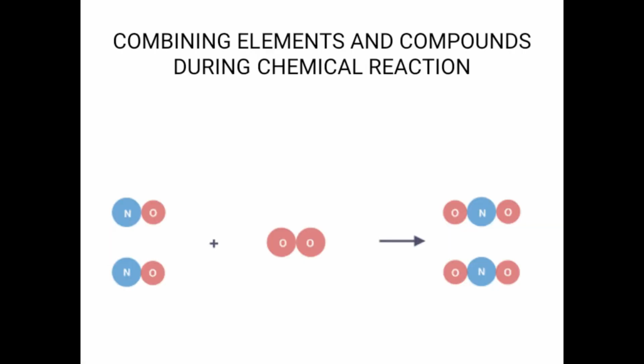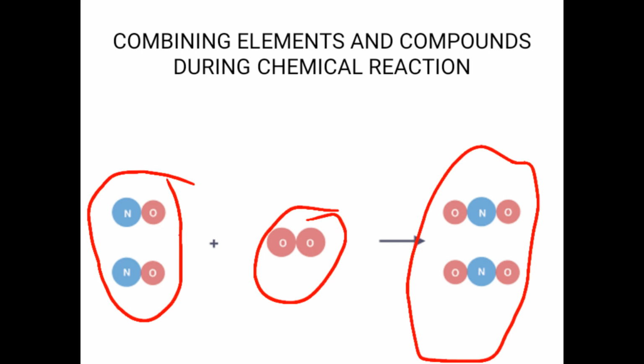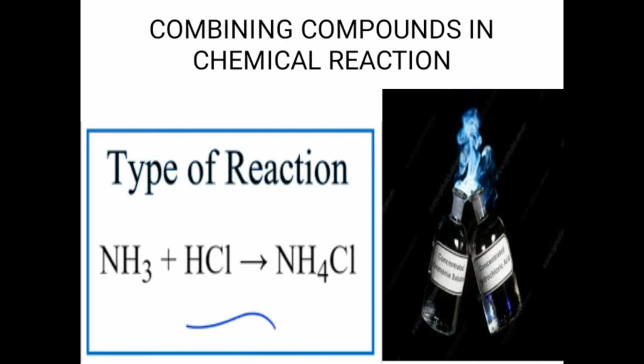Here we see a compound can form when elements and compounds are mixed or chemically reacted. For example, this is the element oxygen, and here the compound nitrogen oxide is reacting. So a compound is reacting with an element to form another compound, that is nitrogen dioxide. So in this chemical reaction, a compound is formed from an element reacting with a compound. In this condition, compounds can be formed when compounds react.